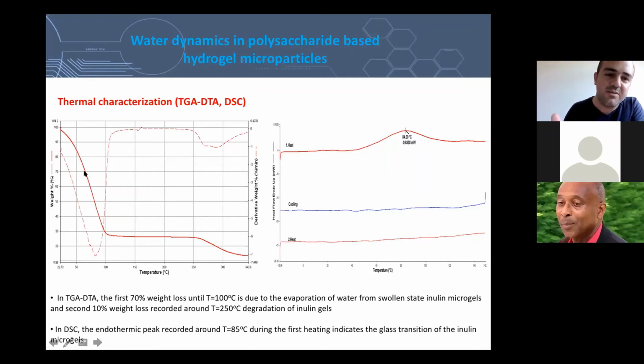I mean, from fully saturated pores, by the evaporation at high temperature, we might reach a partially saturated, partially filled pore situation, which will affect the behavior indeed. And in this TGA data, we also see another weight loss located at 250 degrees, and this 10% of weight loss can be associated with the degradation of the inulin gels, the inulin matrix itself.